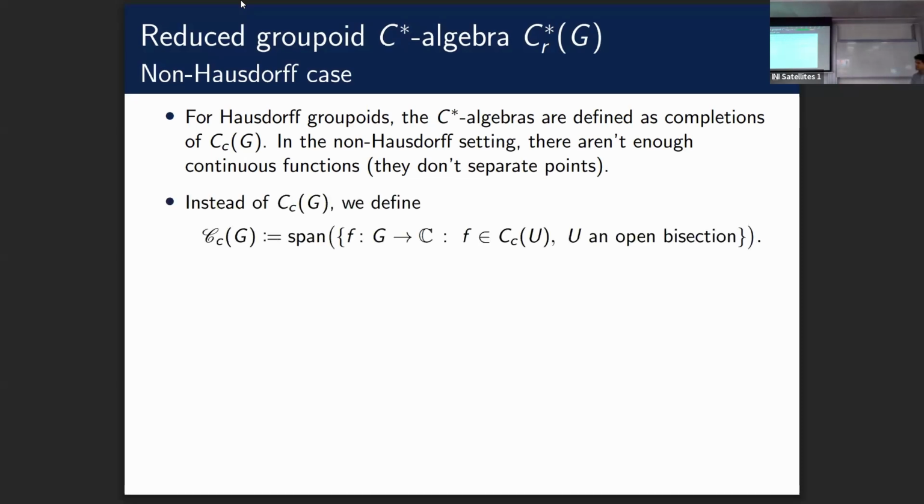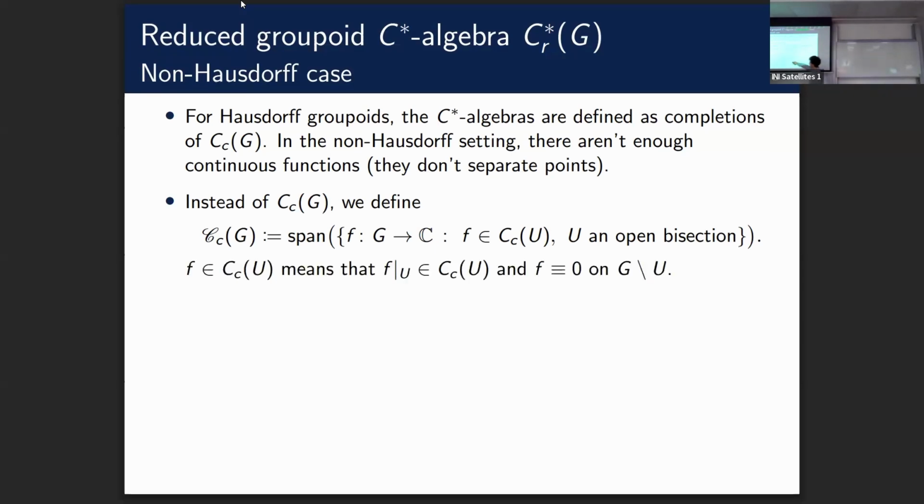So instead, we look at this algebra that I call B_c(G), the span of functions on the groupoid to the complex numbers which live in C_c(U) for U an open bisection. Because of the structure of my groupoid, any open bisection is locally compact Hausdorff, and so this is a nice place to look.